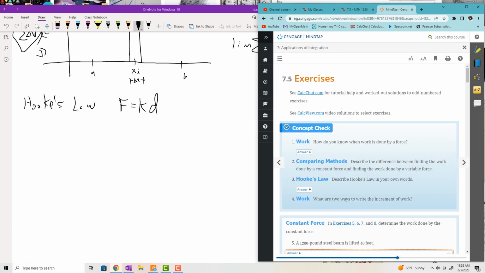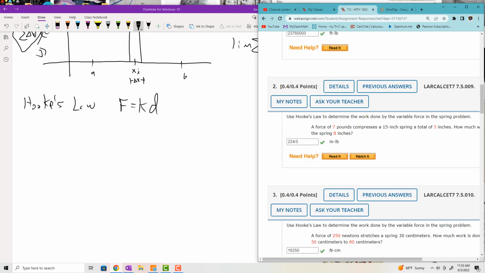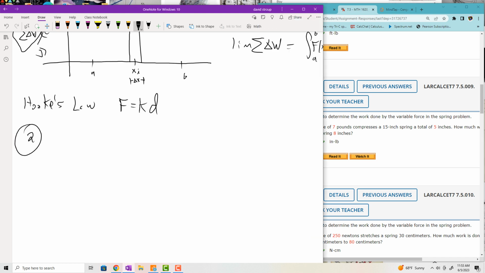So please forgive me if this is not all that intuitive, but it's just a matter of me trying to be consistent with whatever the people in the book are doing. Okay, so let's look at problem 2. They're working with a spring of 15 inches. That's what it says in the problem. Okay, so here's my spring.